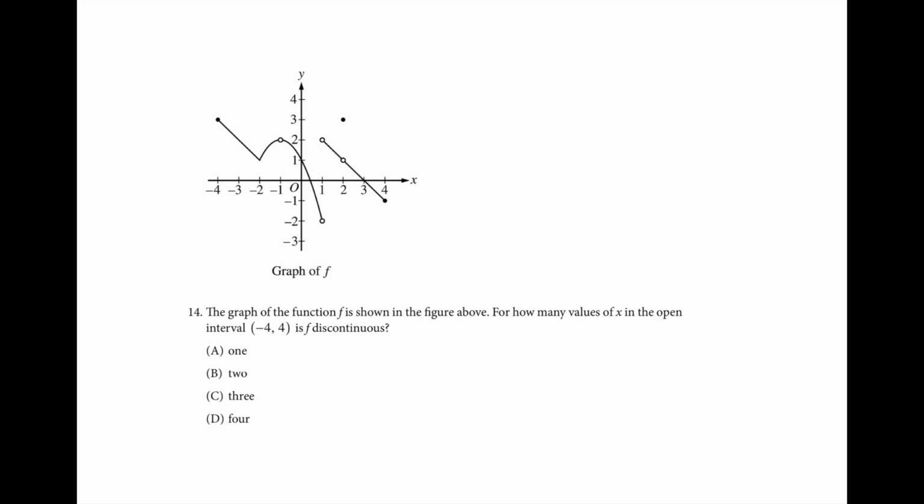And then we move to 2, and there is our third point of discontinuity. From 2 to 4, the function is continuous. So we have a total of 3 discontinuous points. So the answer is C.